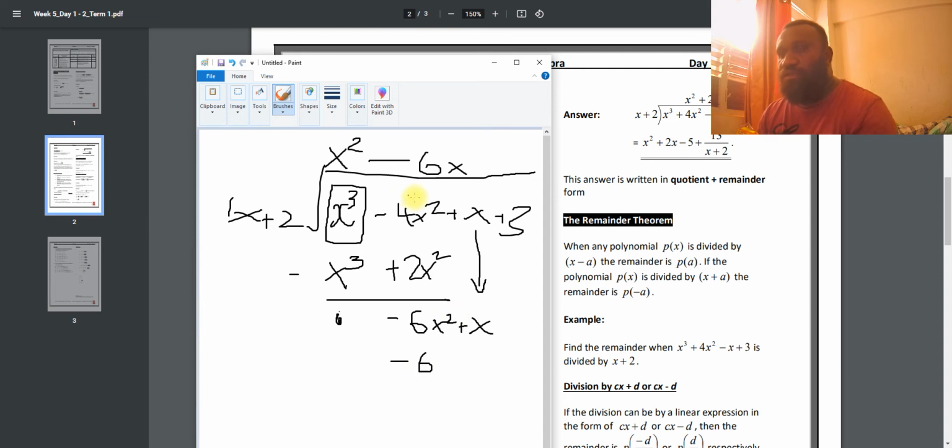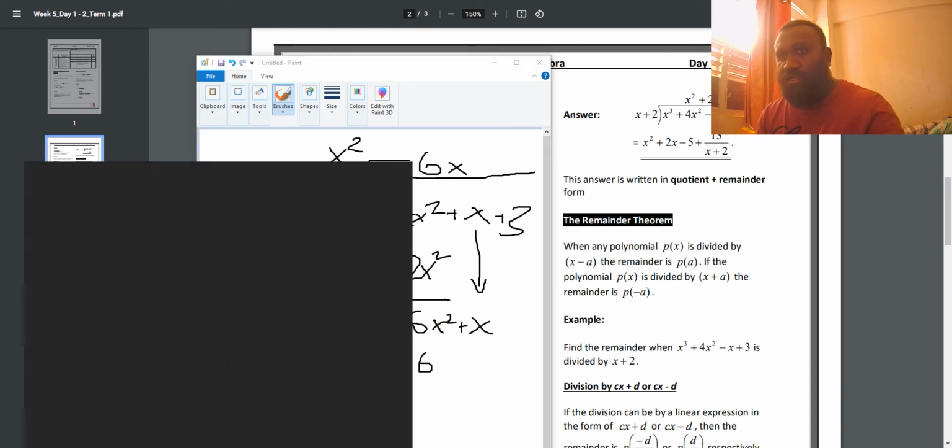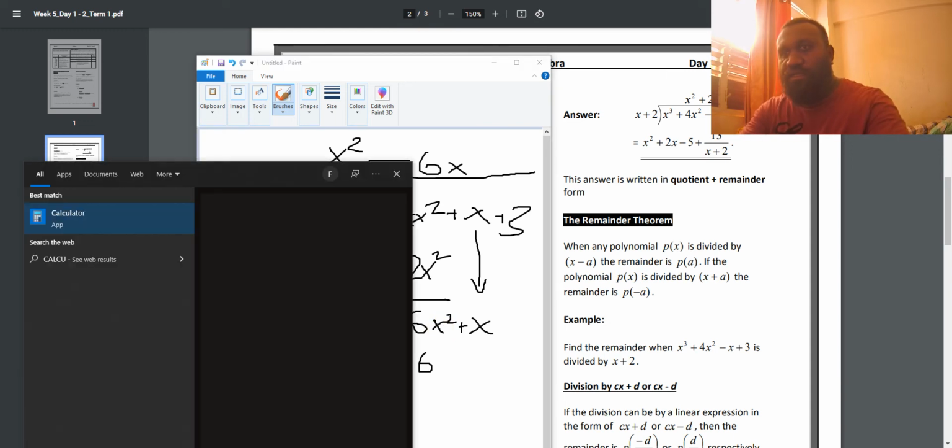oh sorry, let's cross check this again. X squared multiply x gives us x cubed. X squared multiply 2 gives us positive 2x squared. Okay, so then we have a negative 4x squared subtract with a positive 2 gives us a negative 6x squared. Yes. Okay, let's check it again.